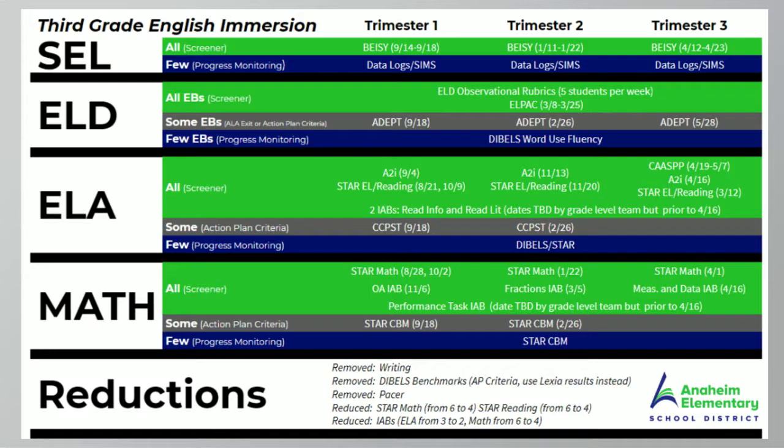Next is English language arts and math. The green stripes show us which assessments all students get. The gray stripes show us which assessments some students get. Typically, if a student is struggling on our core assessment, we may do additional diagnostic assessment for those students.